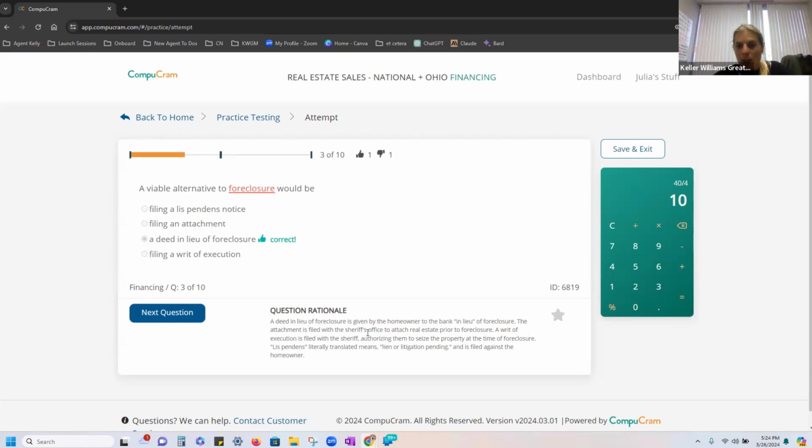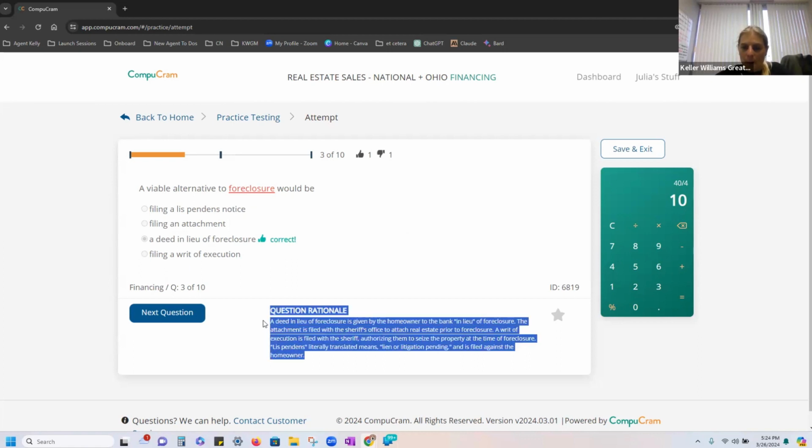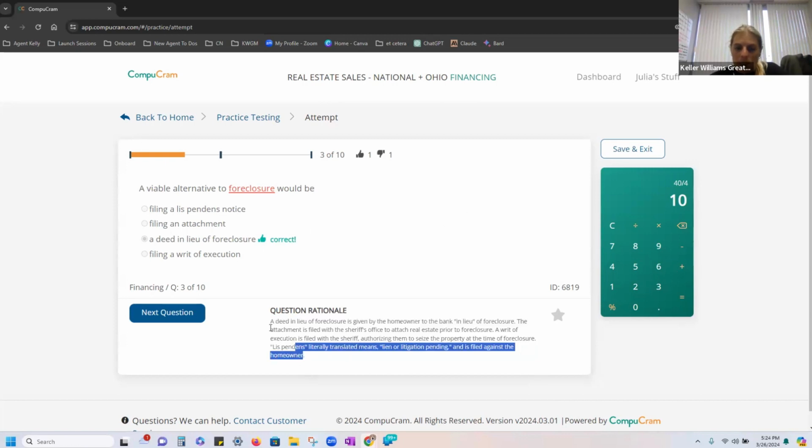An attachment is filed with the sheriff's office to attach real estate property to a foreclosure, whereas a writ of execution is filed with the sheriff's office authorizing them to seize the property at the time of foreclosure. And lis pendens literally translates to lien or litigation pending and is filed against the homeowner. So a viable alternative to foreclosure would be a deed in lieu of foreclosure, which is given by the homeowner to the bank, saving the homeowners from foreclosing.